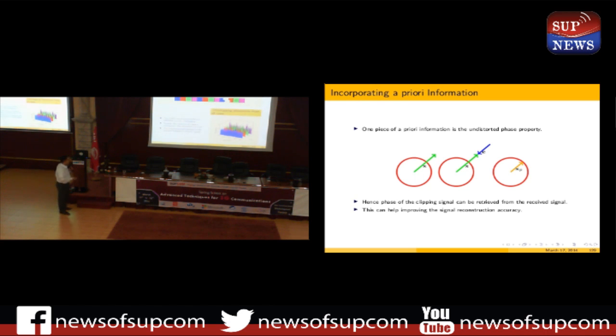How do we do it? Well, for example, here we have users and subcarriers. The users should have been assigned independent carriers, but as you can see, after clipping, each user occupies the whole band. So how can we solve this problem? It turns out we can recover all the clipping signals together. We have several sparse vectors that we recover together, and we can do it in an iterative manner.